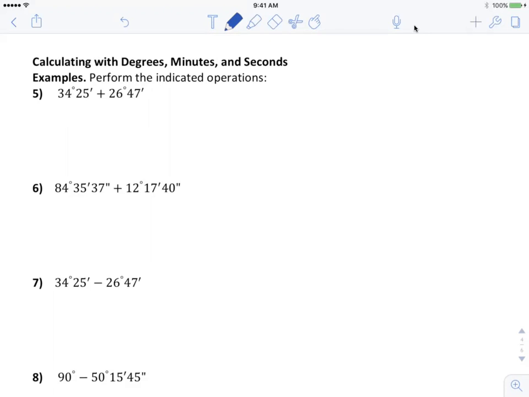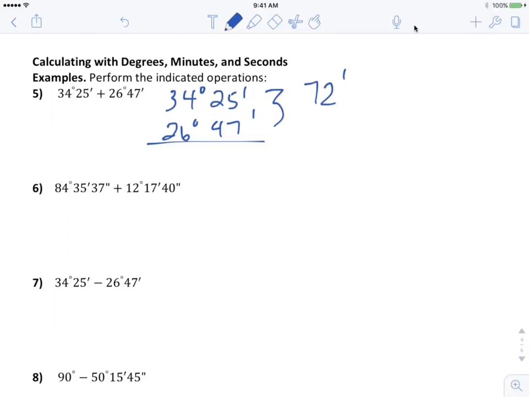So what I do on these is I rewrite it. I just put one on top of the other, right? If I'm going to add these two together, you just have to add like units of measurement. So if you think about 25 minutes and 47 minutes, that added together is 72 minutes, which is larger than 60. You don't want to write your answer with 72 minutes. Your minutes should always be less than 60.